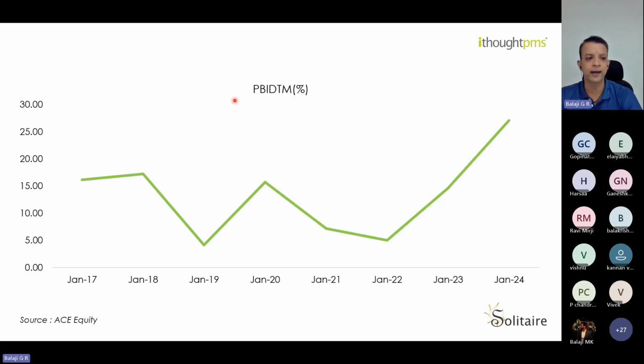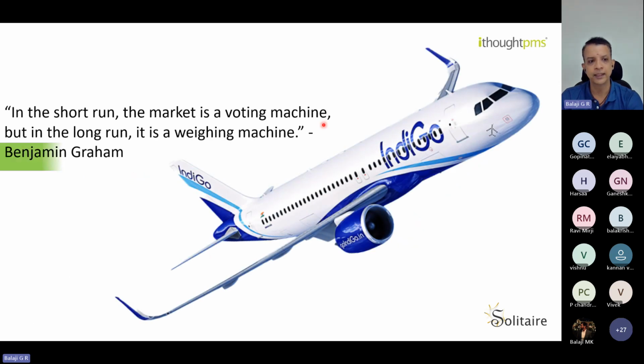Margins are close to all-time high. EBITDA margins used to be close to 15%, went as low as 5, now close to 25%. In the short run, the market is a voting machine, but in the long run, it's a weighing machine. So let's see how this entire business, with such a difficult operating nature but which did extremely well, how the market performance has been for Indigo.